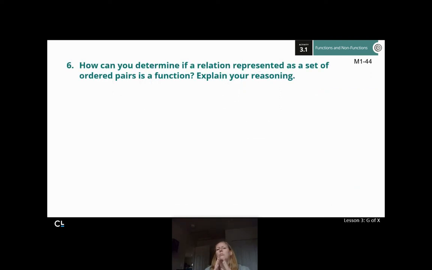So how can you determine if a relation as a set of ordered pairs is a function? I'm going to give you a moment to think about that. Write down your thoughts, hit pause, and then hit play when you're ready to check how you're doing.